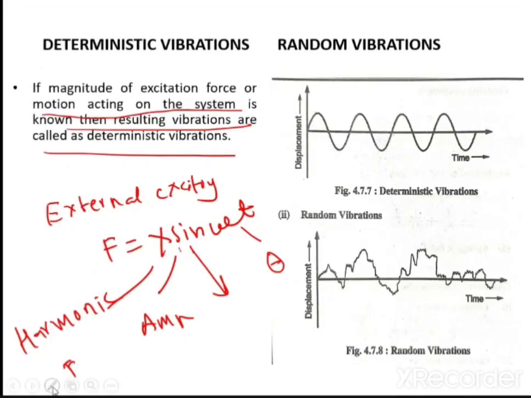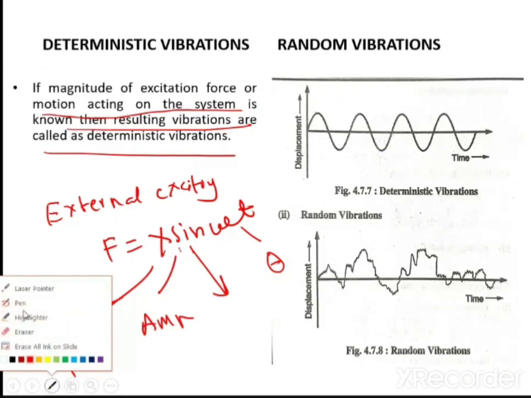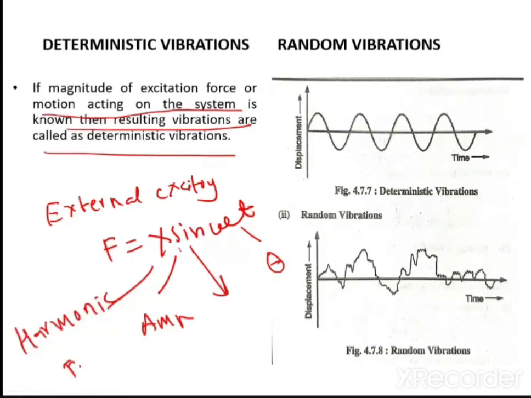So this is called a harmonic excitation. F is called a harmonic excitation. That is, F = F0 sin ωt is called a harmonic excitation.